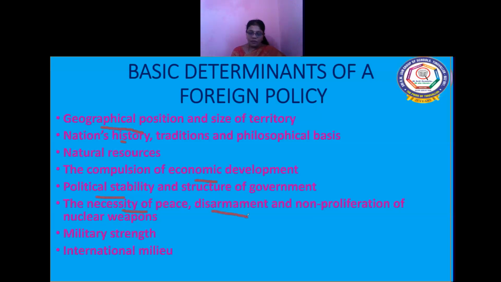Disarmament means giving up weapons. Non-proliferation of nuclear weapons. Proliferation means multiplying. Military strength and international milieu. Milieu means social environment, climate, location. All these things come under this. So these are the basic determinants of a foreign policy.